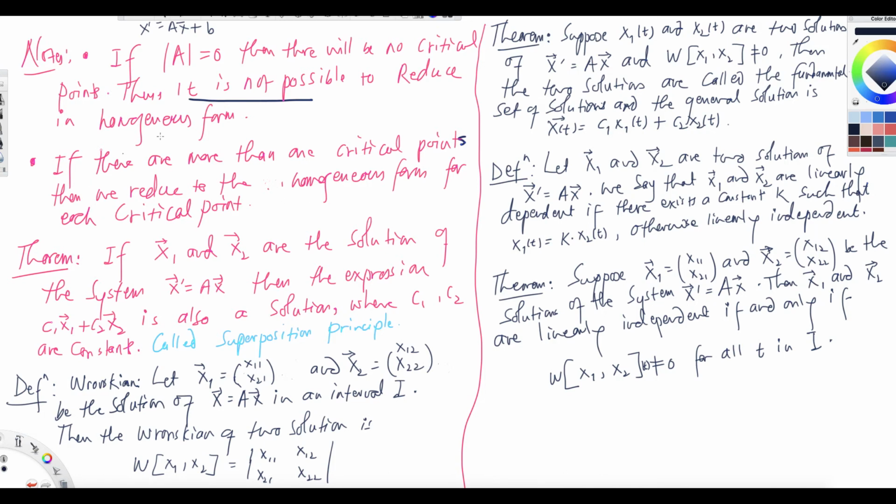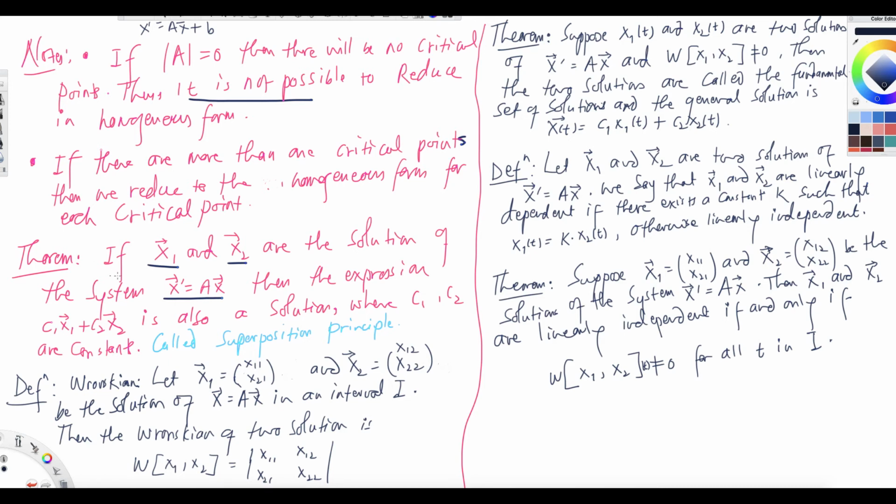The first one is, if x1 and x2 are two solutions of the system x prime equals Ax, this is the homogeneous system, right? And again, if the system is non-homogeneous, you can change that to the homogeneous system. Okay, so if x1 and x2 vectors are solutions of the system x prime equals Ax, then the expression c1 x1 vector plus c2 x2 vector, we call that a linear combination. That is also a solution, where c1 and c2 are constants.